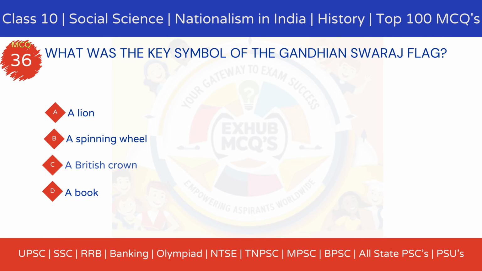MCQ 36. What was the key symbol of the Gandhian Swaraj flag? Option A, a lion. Option B, a spinning wheel. Option C, a British crown. Option D, a book.